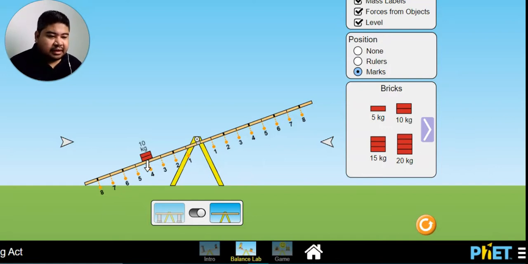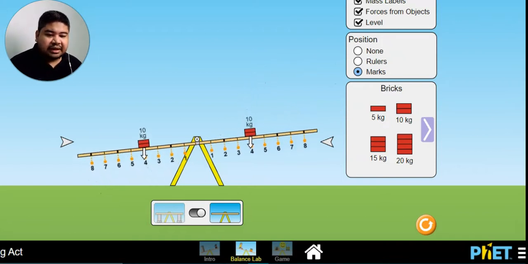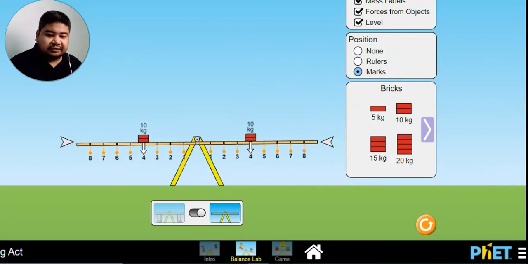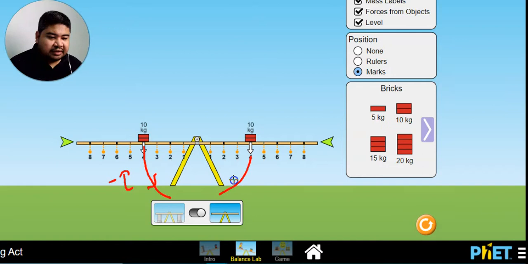Now if I place another 10 kilogram on this side of the beam, you can see that the second mass rotates the beam in the clockwise direction. Now the beam is balanced. The 10 kilogram on the left tries to rotate the beam in the anti-clockwise direction, so you have positive torque here. And then the 10 kilogram on the right rotates the beam in this direction, so you have negative torque here. And because they are at the same distance from the pivot, this point is called a pivot point.